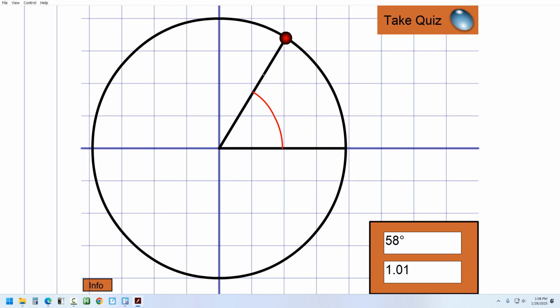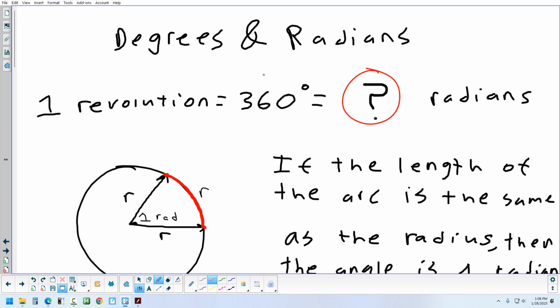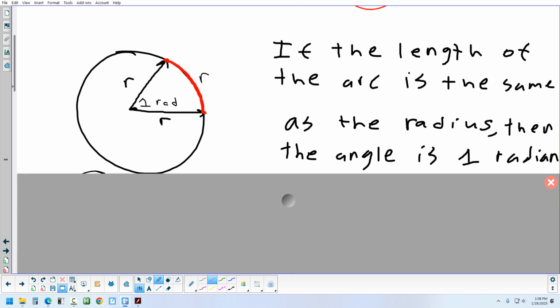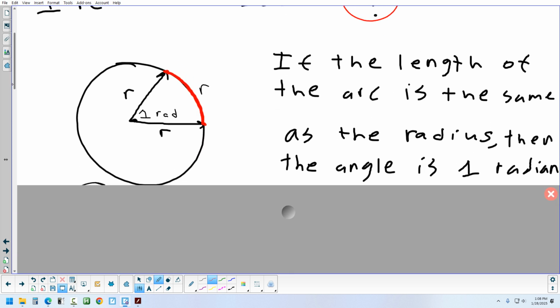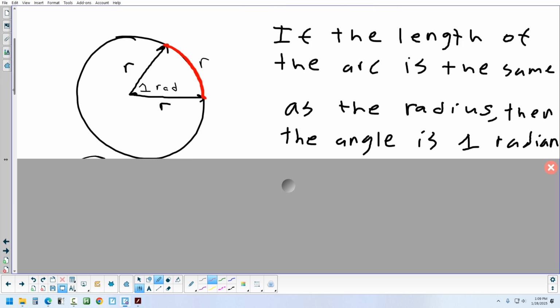So is the degree measure for one radian not a whole number? Oh, it's not a whole number. The number of degrees in 1 radian is not a nice number. It's 57 point something.